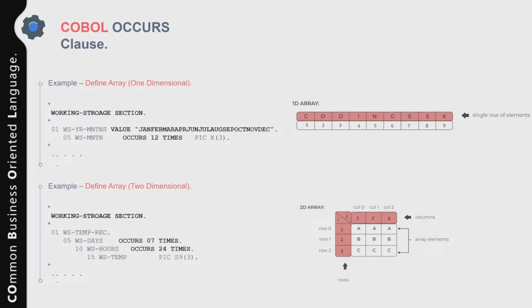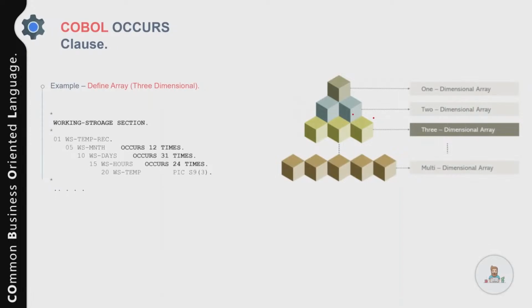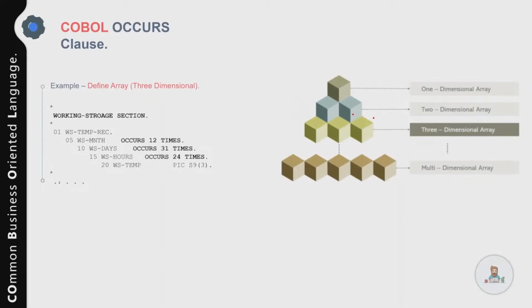Now let me showcase my third example where we are defining a three-dimensional array or table. We have a working storage section where we have defined the table definition. The table name is specified at level 1, that is ws-temperature-rec, and after that at level 5 I've defined the month, that is ws-month, and that occurs 12 times. So we would be storing the temperature for the entire year, and within that month, in order to store the temperature for each individual day, I've defined the next variable at level 10, that is ws-days, which occurs 31 times.